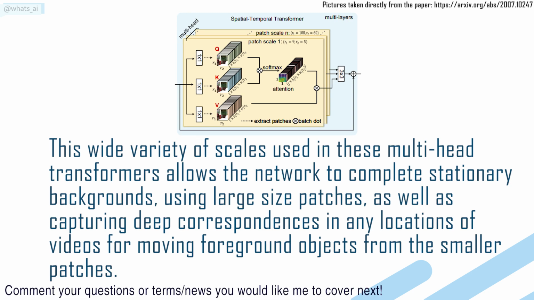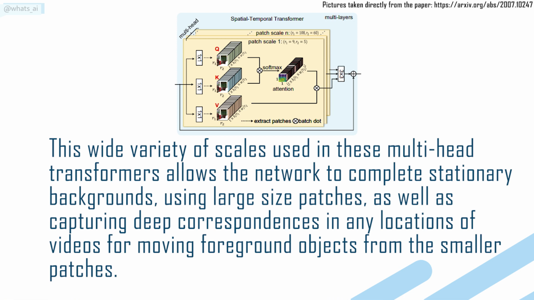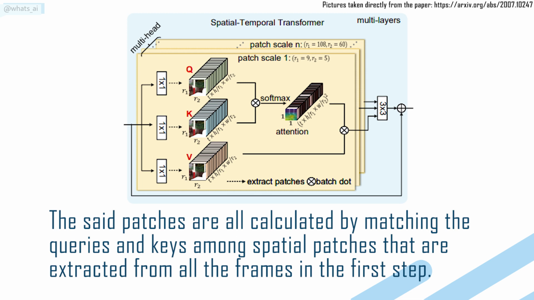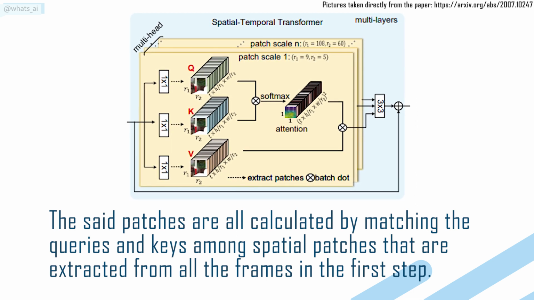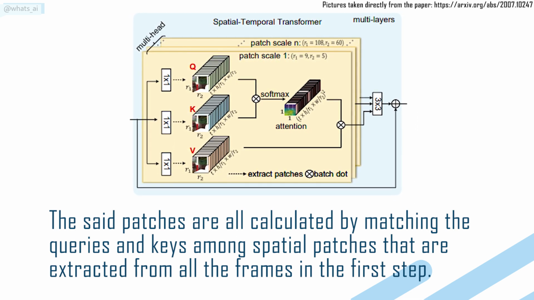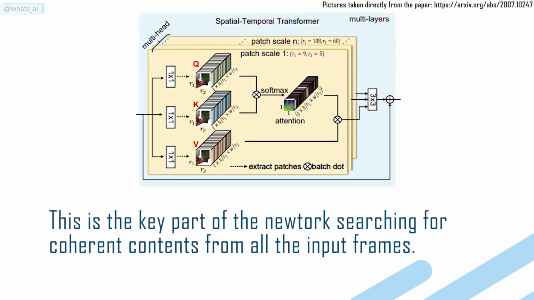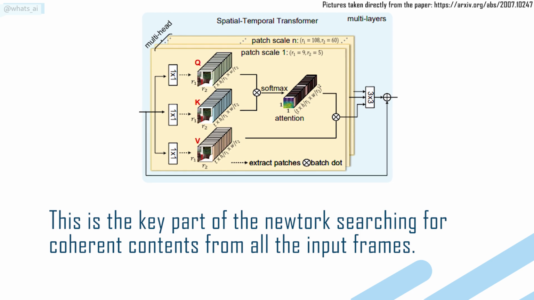This wide variety of scales used in these multi-head transformers allows the network to complete stationary background using large size patches, as well as capturing deep correspondences in any locations of videos for moving foreground objects from the smaller patches. The said patches are all calculated by matching the queries and keys among spatial patches that are extracted from all the frames in the first step. This is the key part of the network, searching for coherent contents from all the input frames.